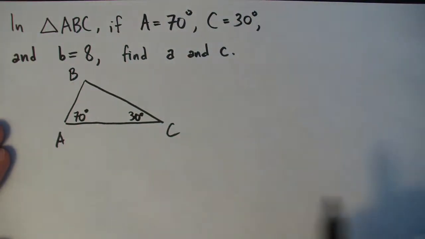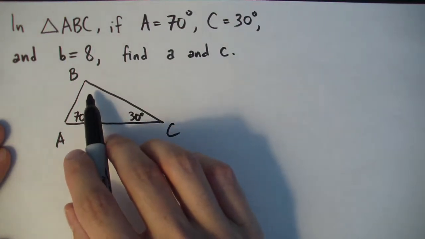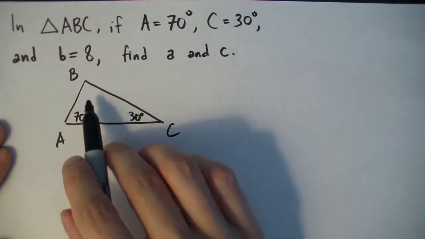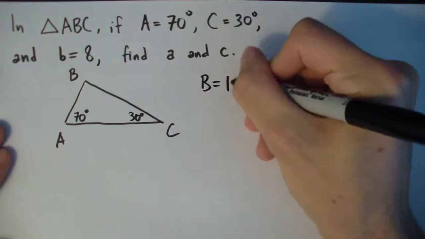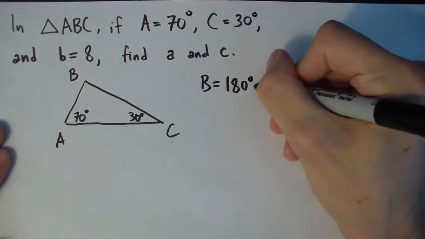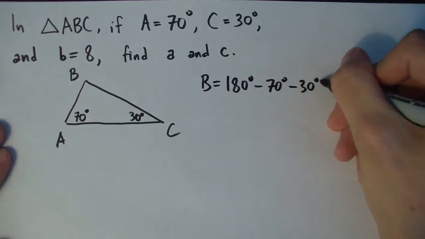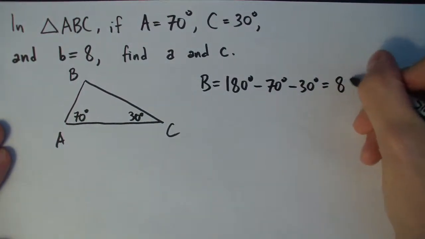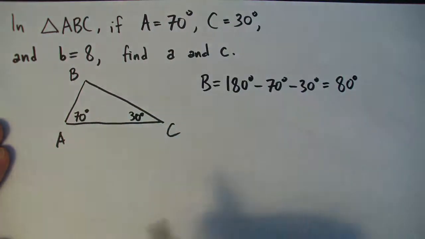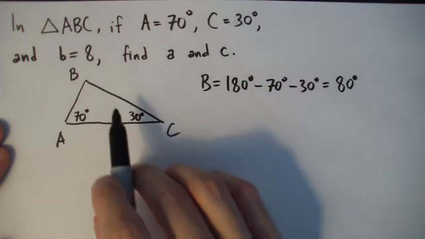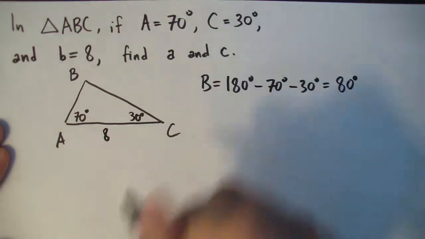Well, immediately, in any situation where you're given two angles, we know that the third angle in the triangle has to add up to 180 with the other two. So immediately we can see that angle B is 180 degrees minus 70 degrees minus 30 degrees, and that's just 80 degrees. So we have our third angle, and we're told that side b is length 8. So let's label that as well.